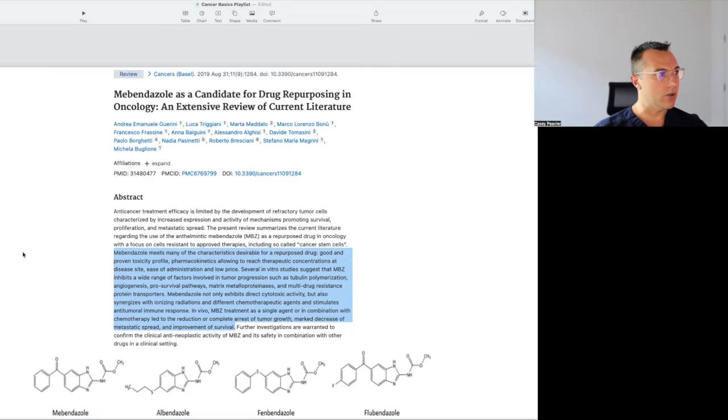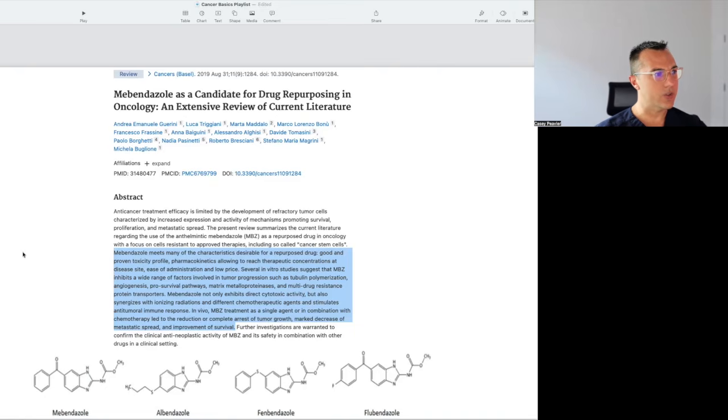And it says here, mebendazole meets many of the characteristics desirable for a repurposed drug: good and proven toxicity profile, pharmacokinetics allowing it to reach therapeutic concentrations at the disease site, ease of administration, and low price, or it should be a low price, not always the reality. Several in vitro studies suggest that mebendazole inhibits a wide range of factors involved in tumor progression, such as tubulin polymerization, angiogenesis, pro-survival pathways, matrix metalloproteinases, and multi-drug resistant protein transporters.